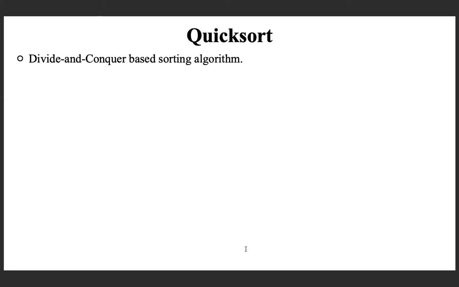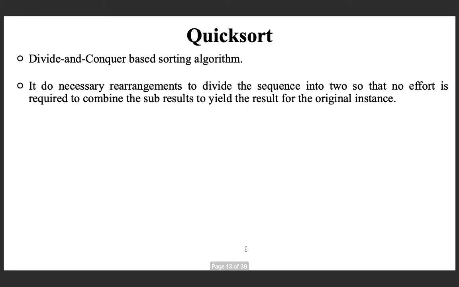I hope you remember the basic control flow followed by the quicksort procedure. Anyway, we can see it. It does the necessary rearrangements to divide the given sequence into two subsequences, so that once you divide it into two subsequences, no effort is required to combine the sub results to yield the result for the original instance.